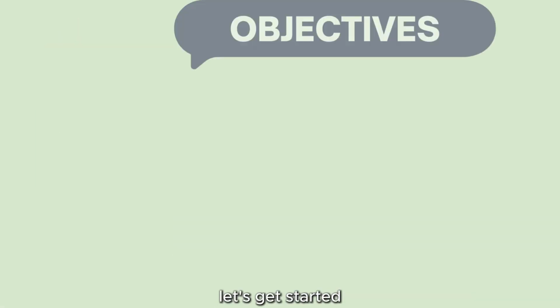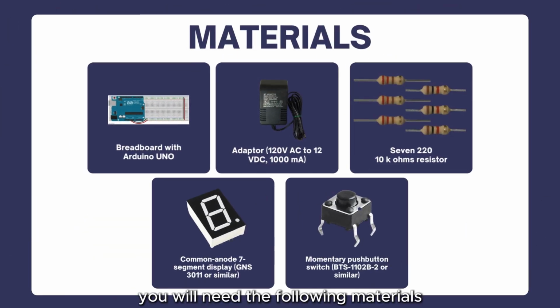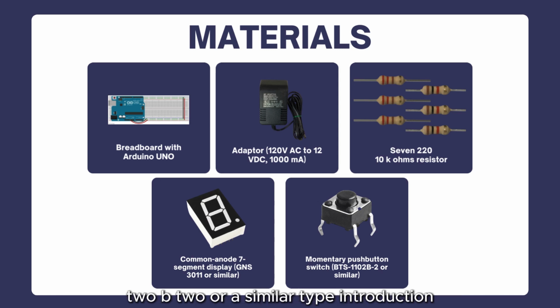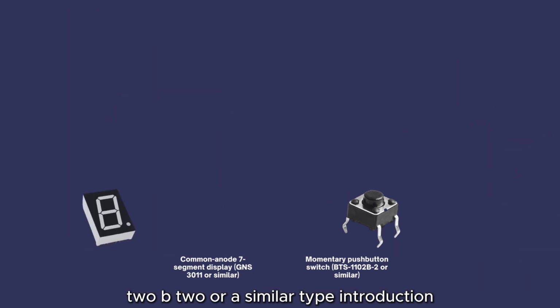Let's get started. You will need the following materials: a breadboard with an Arduino Uno, an adapter that converts 120 volts AC to 12 V DC with a current rating of 1000 mA, 7 220 ohm resistors and 7 10 k ohm resistors, a common anode 7-segment display such as the GNS 3011 or a similar model, and a momentary push-button switch like the BTS1102B2 or a similar type.